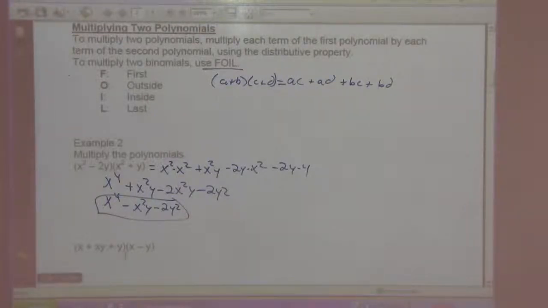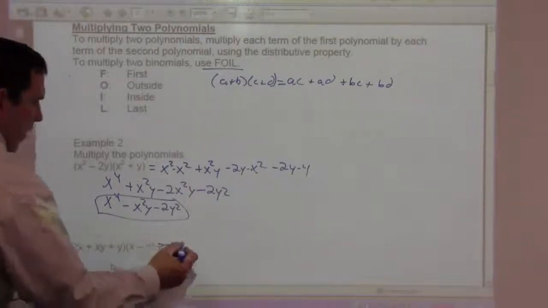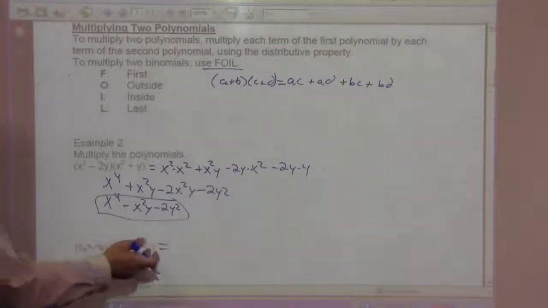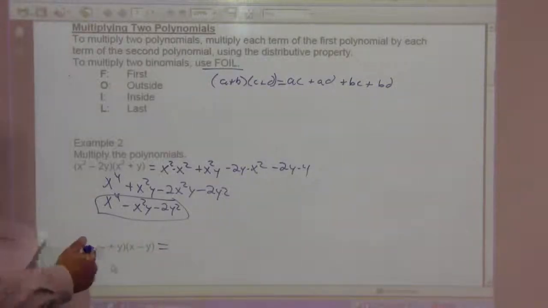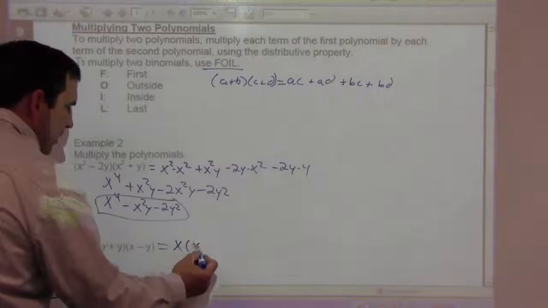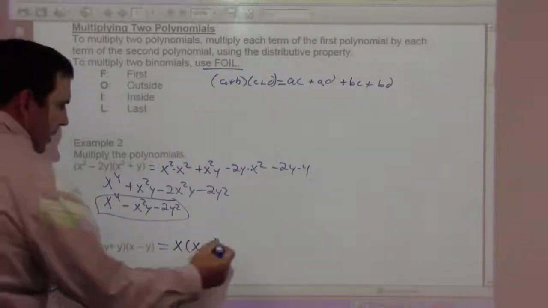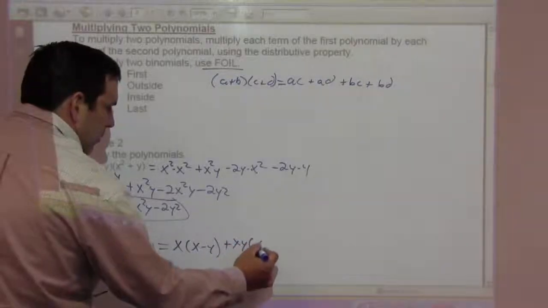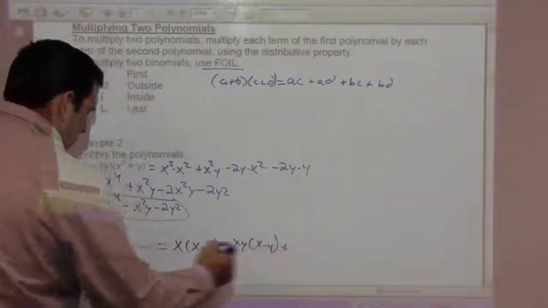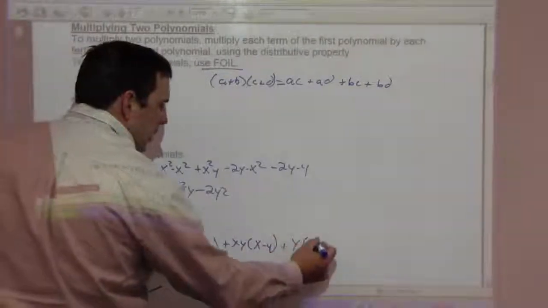Okay, I'm going to go on to the next one here. Probably fit it in down there. So I can't FOIL this because I have 3 terms and 2 terms. So it'd be essentially like x times (x minus y), then xy times (x minus y), and then y times (x minus y).